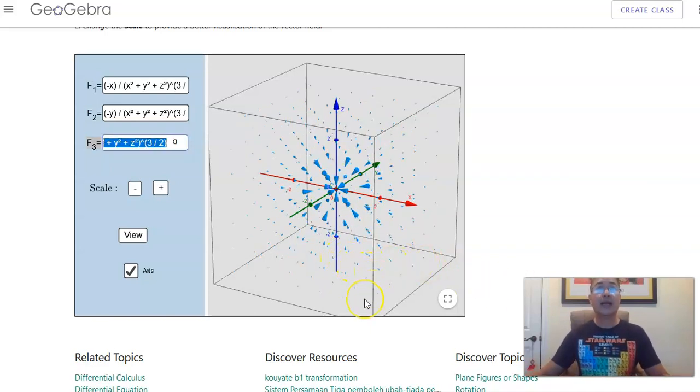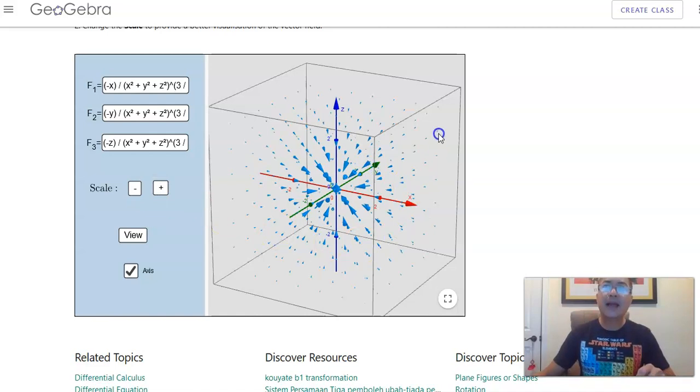So earlier, the arrows were pointing outwards. This time, they're all pointing inwards. So let's see if we can increase the scale a little bit. Okay, there you go. So notice that the arrows are very short when you're far away from the origin, and they're getting longer as you approach the origin.